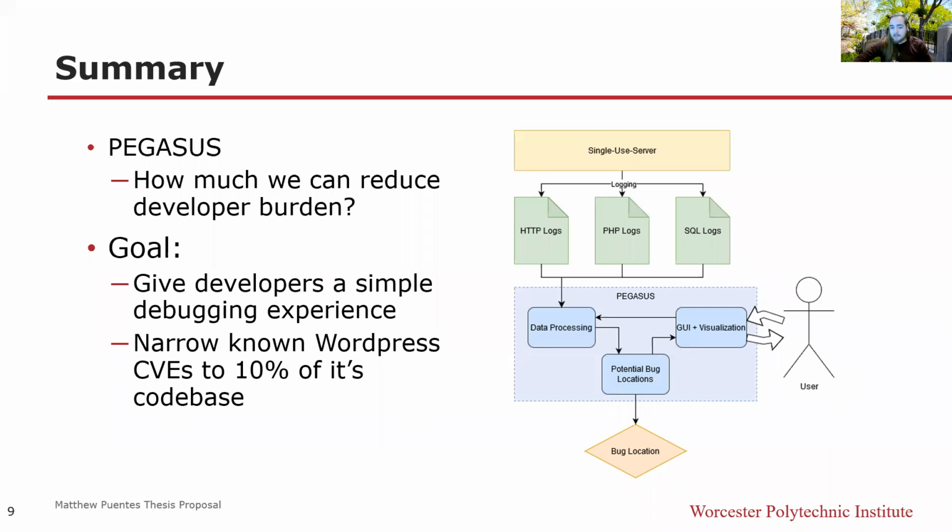That's my proposal for Pegasus. It's an investigation into how much we can reduce developer burden using the single-use server dataset, which we will attempt to do by composing different levels of abstraction in an easily understood manner. We will consider it a successful project when we can narrow down a known CVE into 10% of the WordPress code base, representing a reduction in effort.